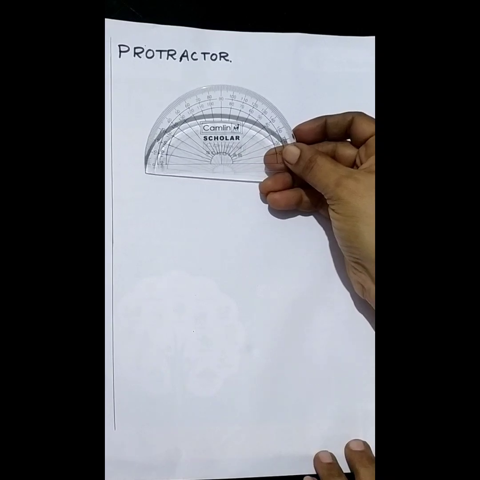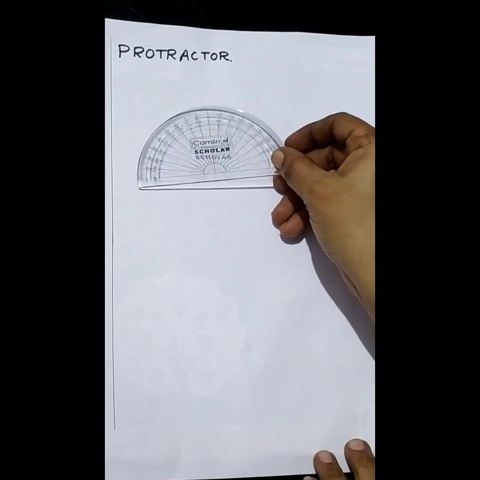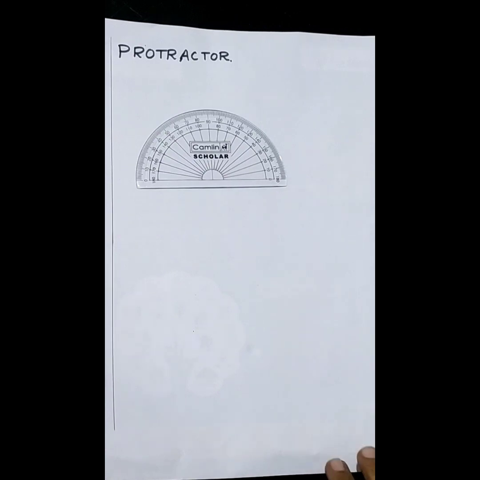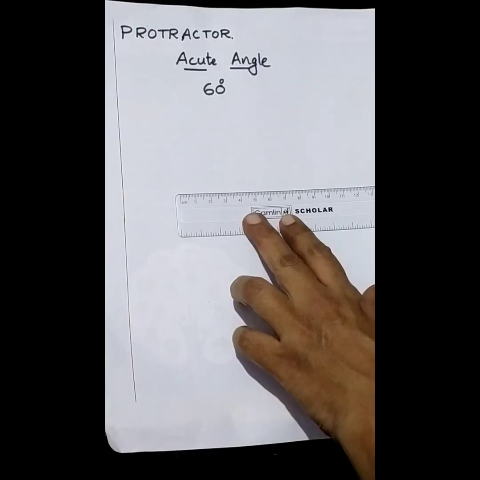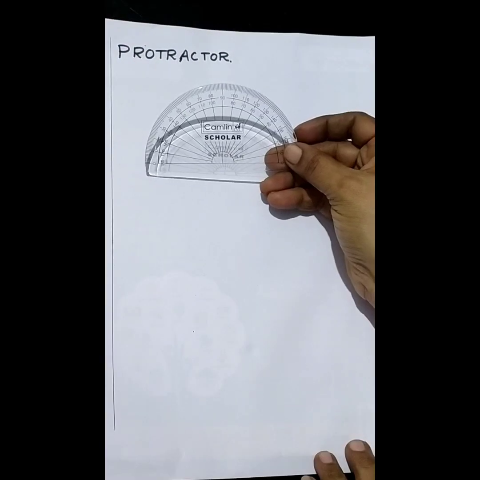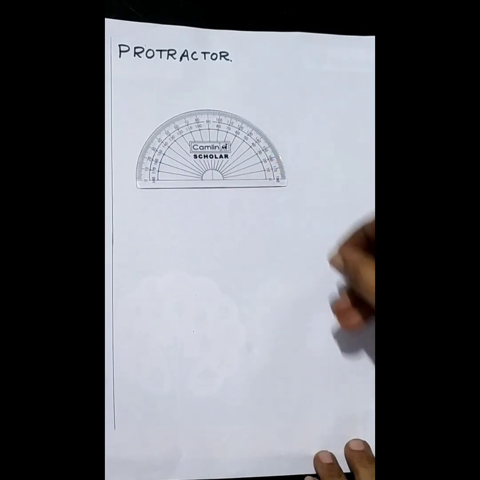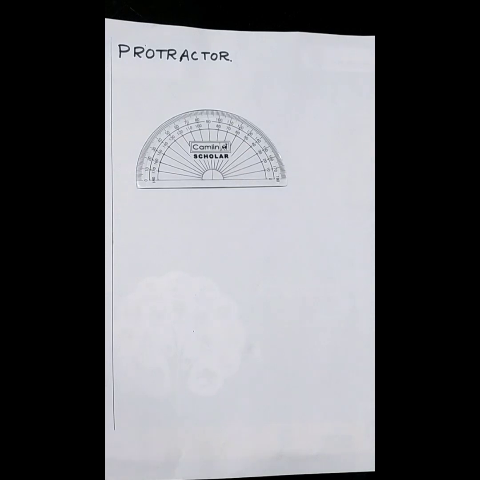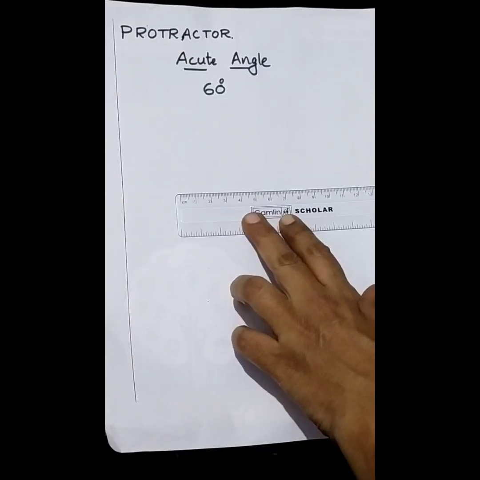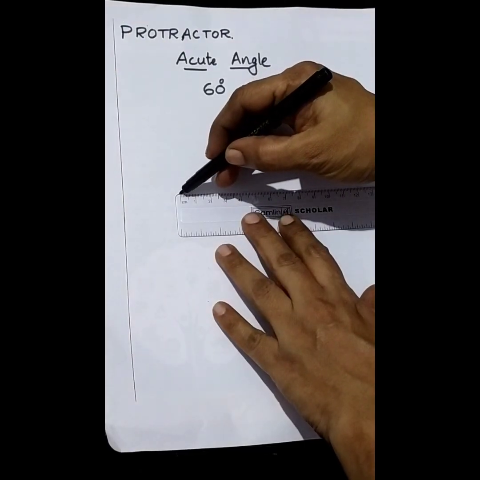This is a protractor. It can be used to draw angles and also to measure angles. Let us see how we can draw angles using a protractor. Let us start with an acute angle.